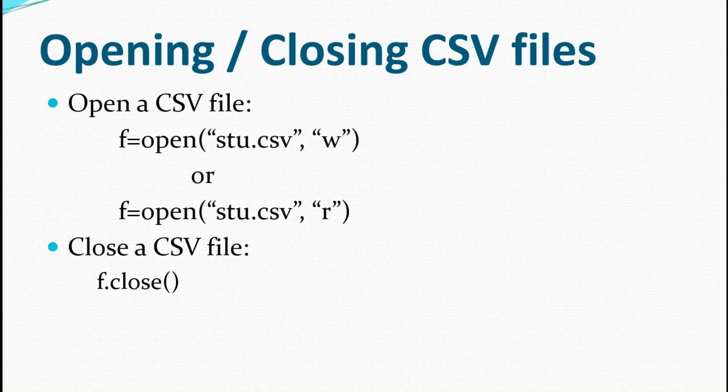Suppose you want to close your CSV file, so you have to write f.close. It means f is an object which indicates the file is now open, and if you want to close it, you have to write f.close.